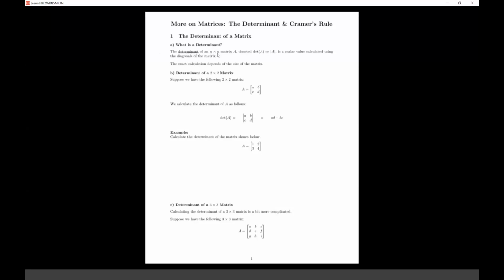A determinant, first of all, is of a square matrix, an n by n matrix. It's denoted in one of 2 ways. That means you write it in one of 2 ways. You either write the word DET with the name of the matrix in parentheses, or you can put vertical bars around the name of the matrix.